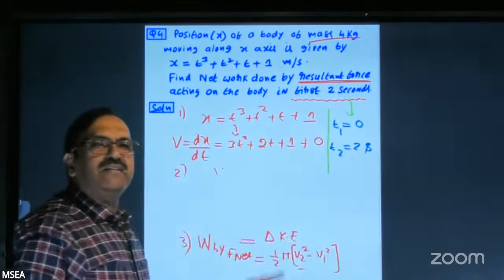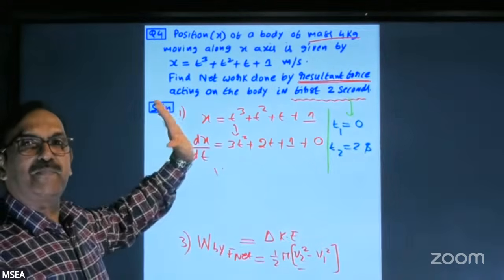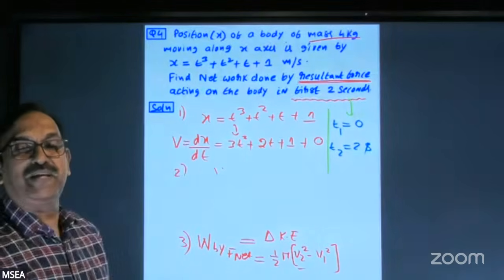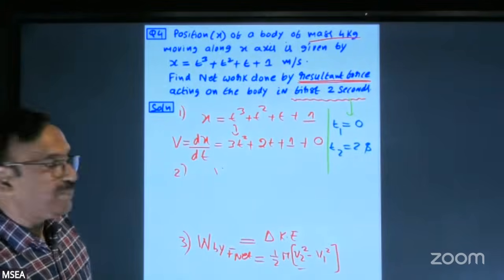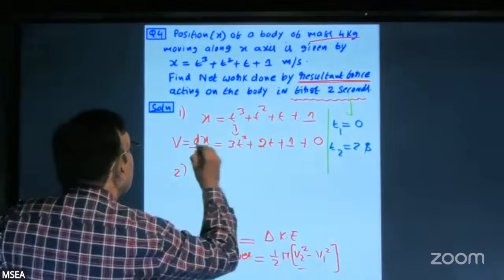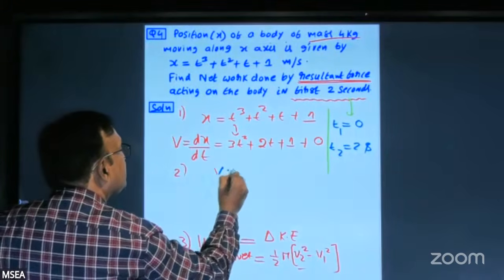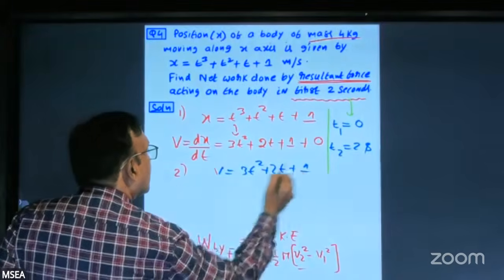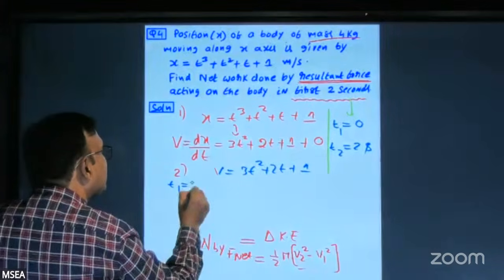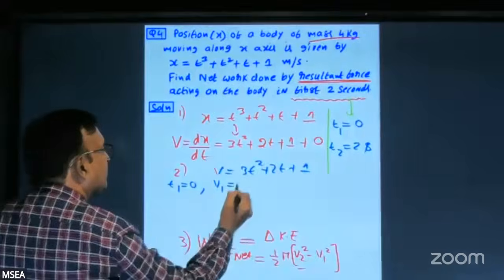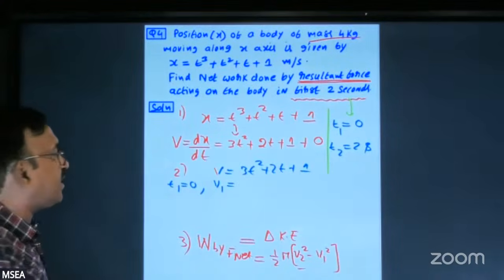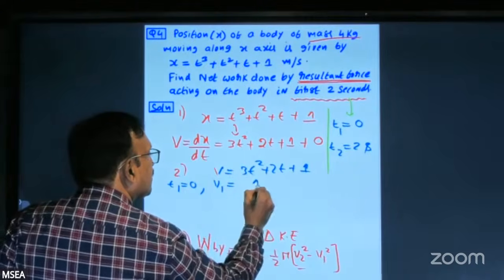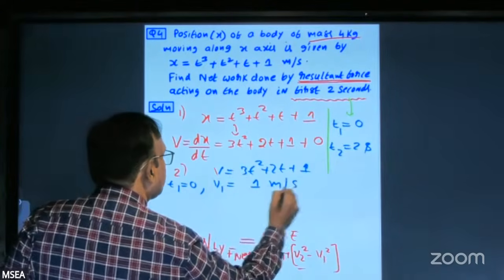Once again, I am repeating, this is one of the highly celebrated questions in work, power, energy over the years in different entrance exams, including NEET. Now velocity of the body is 3t square plus 2t plus 1. When the initial time is 0, what is the initial velocity? Put t is 0. The first 2 terms come out to be 0. It is 1 meter per second.